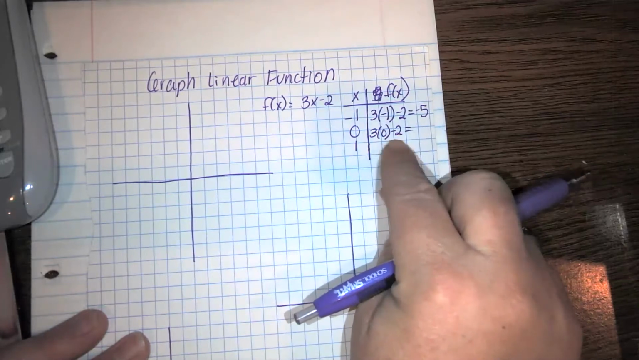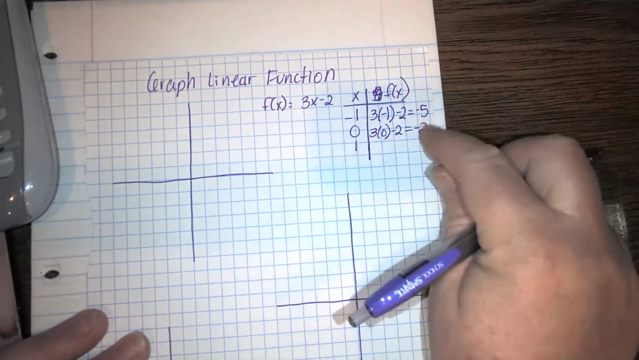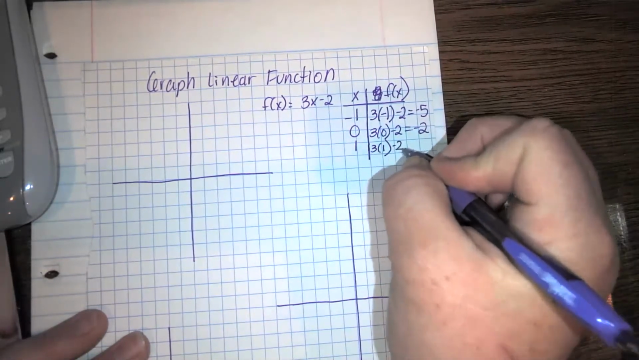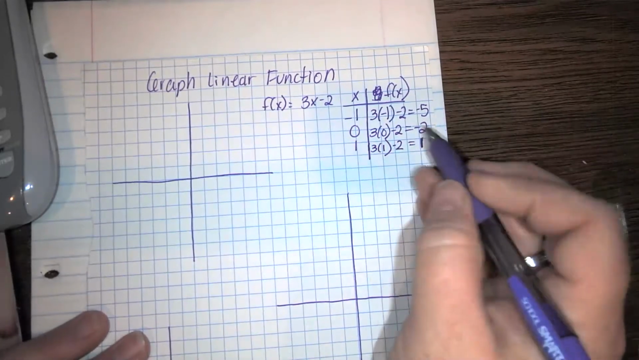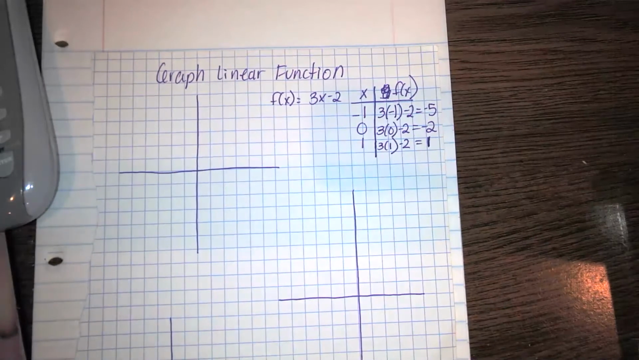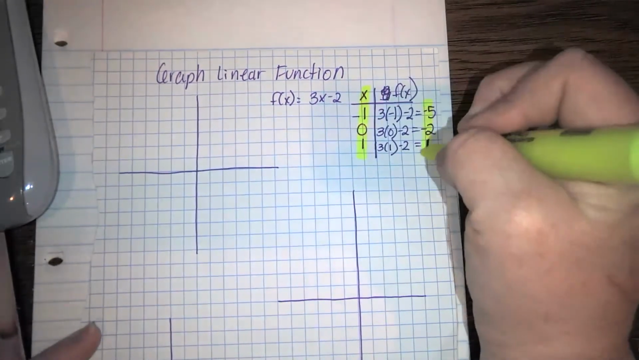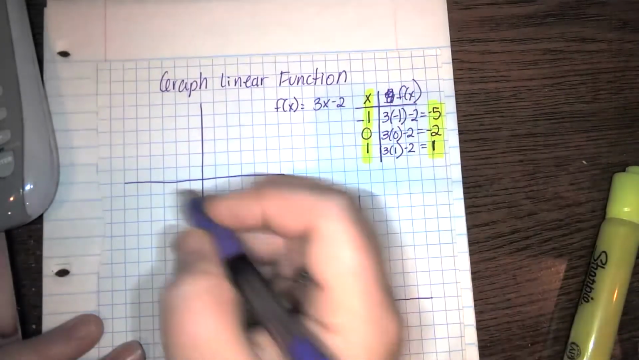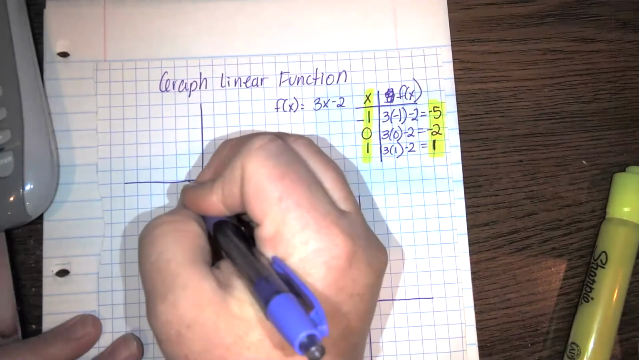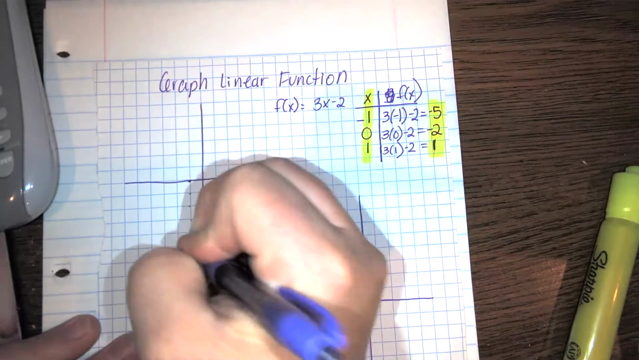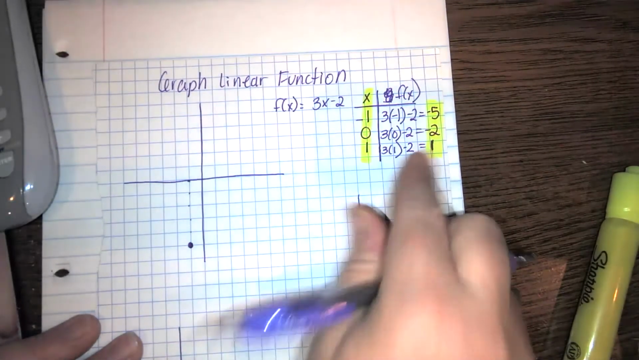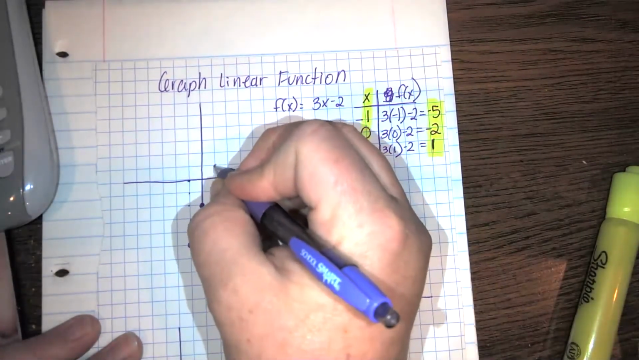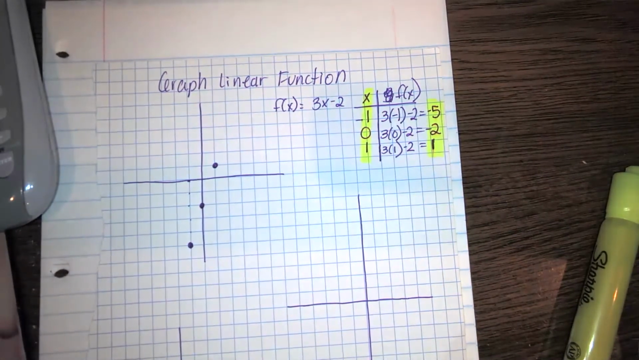3 times 0 is 0, minus 2 is a -2. Do you see how it's climbing? Climbing up. All right, 3 times 1 is 3, minus 2 is 1. And then we go ahead and graph. Now, I'm going to label my x and y so I can see those very easily, and I always graph x and then y. So -1, and I'm going to go down 5. 1, 2, 3, 4, 5, and put a dot. 0, -2. Oh, do you see how I'm climbing? Oh, this is nice.